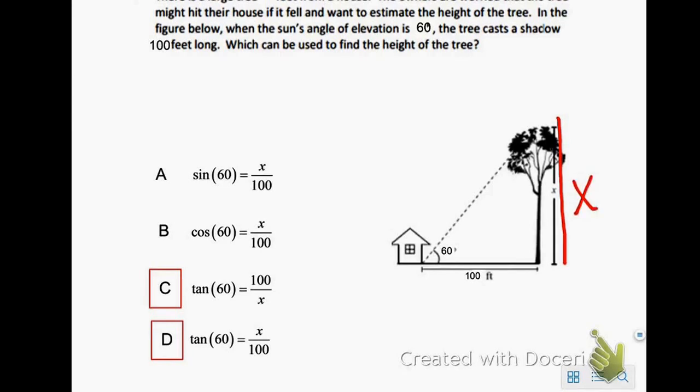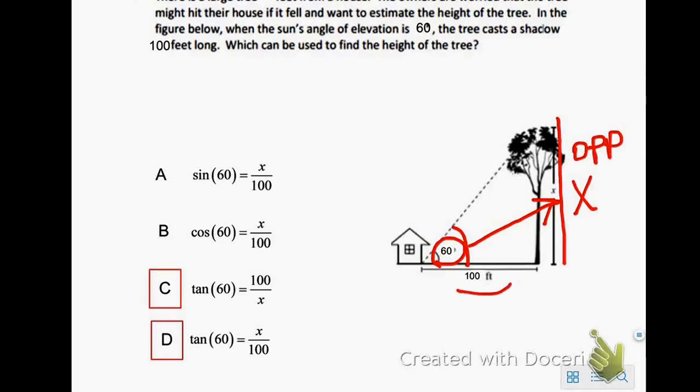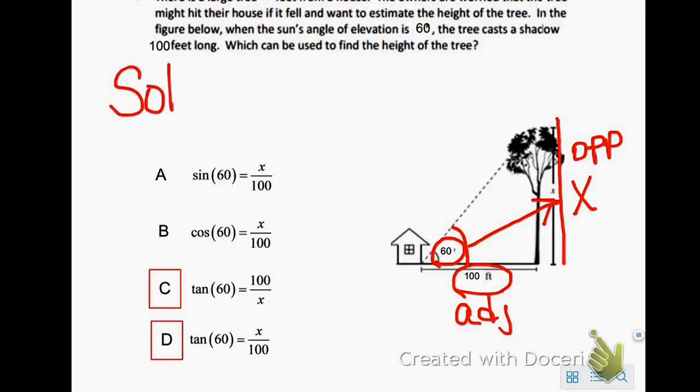The angle of reference would be 60. It is here. I noticed that X is across the triangle from that, so that would be my opposite side. And 100 is not the hypotenuse, so it would have to be the adjacent side. So I could go to my formula sheet and look up the trig functions, or I could remember SOHCAHTOA. Some people have a hard time remembering how to spell it. That's where the formula sheet would come in handy.